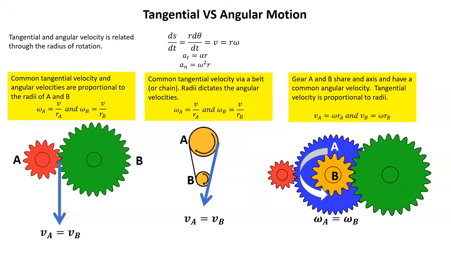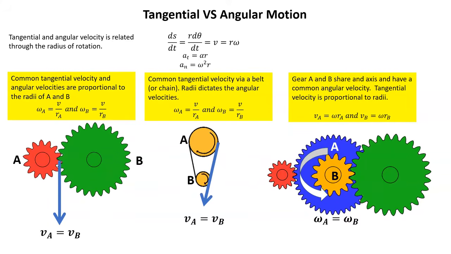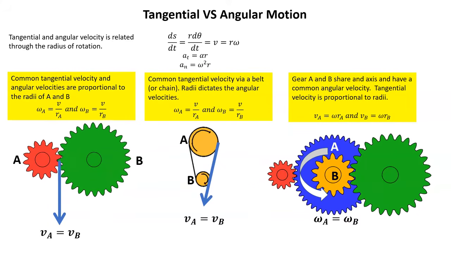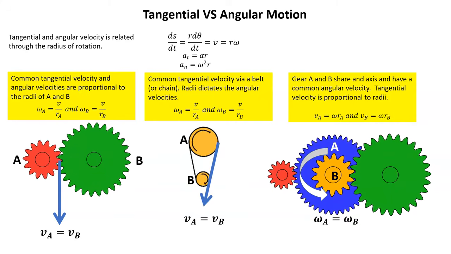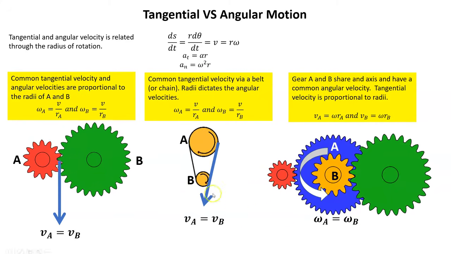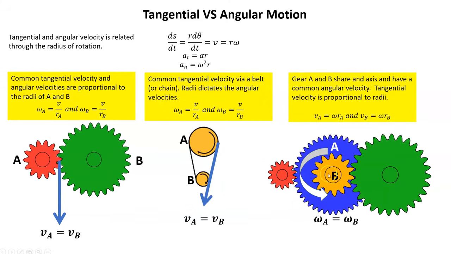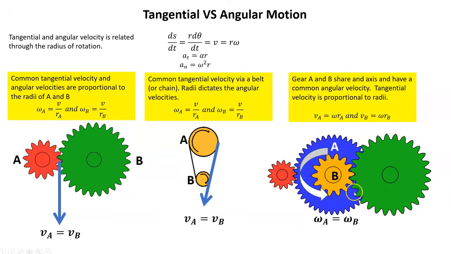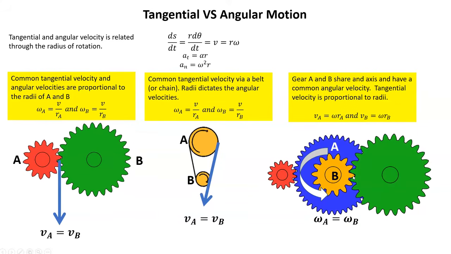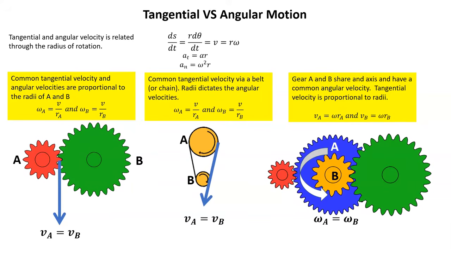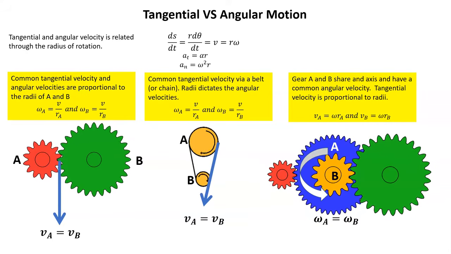So here you've got a common angular velocity. They have the same center, and they rotate about that center at the same rate of radians per second. So what you're getting is a tangential velocity, which is what's going to mate with this red gear from A and this green gear from B. Those are the tangential velocities, or that's where the tangential velocity will manifest. Those are going to be proportional to their respective radius.